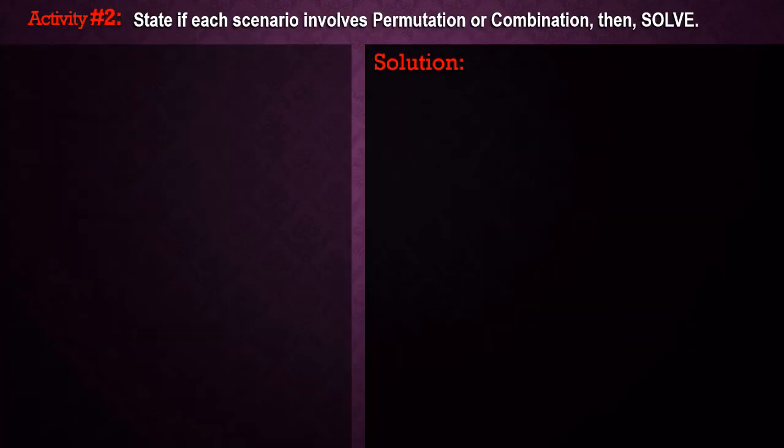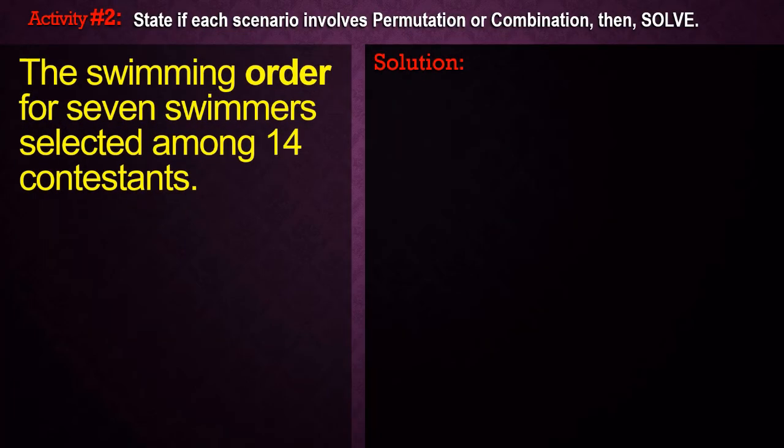Another example of a given scenario, we have the swimming order for 7 swimmers selected among 14 contestants. Now, what will be the scenario? Is it permutation or combination? Yes, correct. It is a permutation. Why? Because of the word order. Therefore, you need to use permutation.